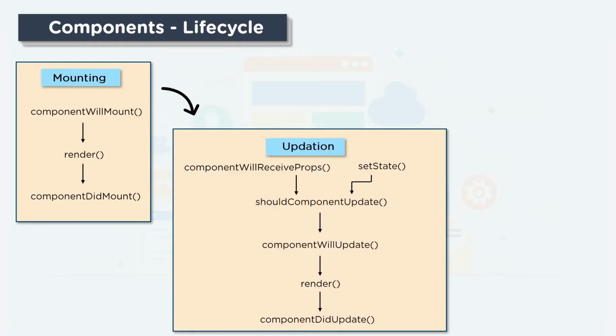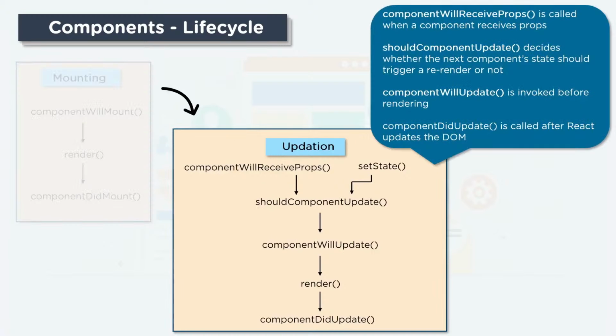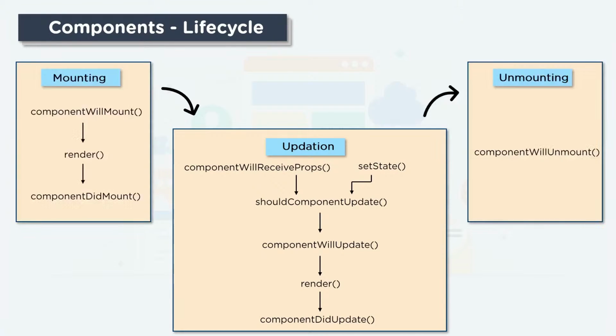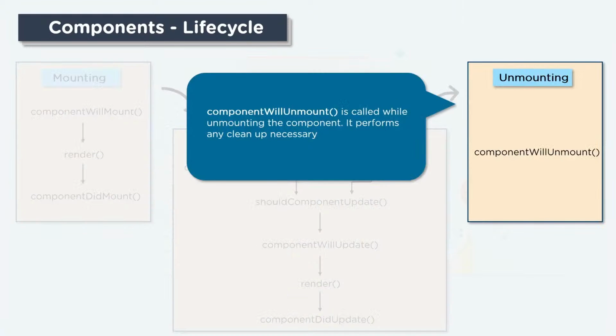Coming to the next phase, we have updation. When a component receives props, component will receive props gets invoked. Set state is called when the state of the property changes. So every time there is a change, React decides whether the next component's state should trigger a re-render or not. To do that, should component update method is called. Component will update is invoked right before re-rendering. After re-rendering, component did update is called that makes updates to the DOM. And the last phase is unmounting. Component will unmount method does all the necessary cleanup and erases all the allocated memory and cycles.